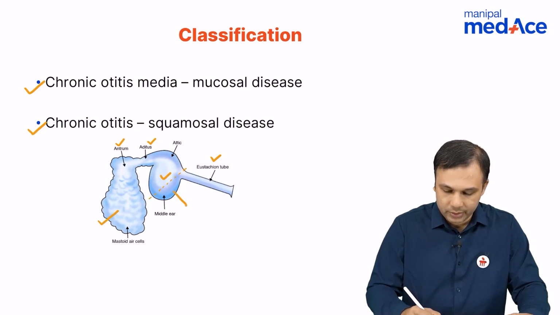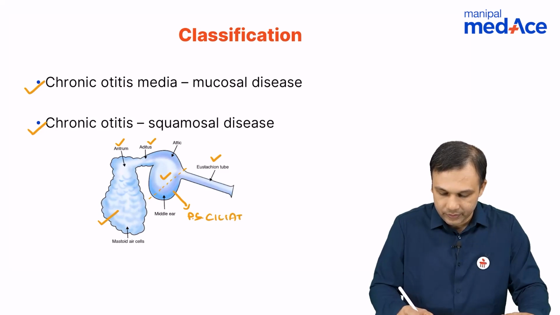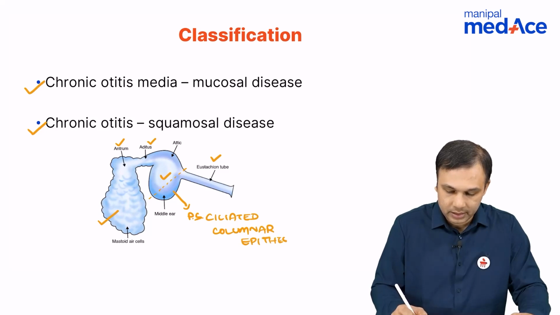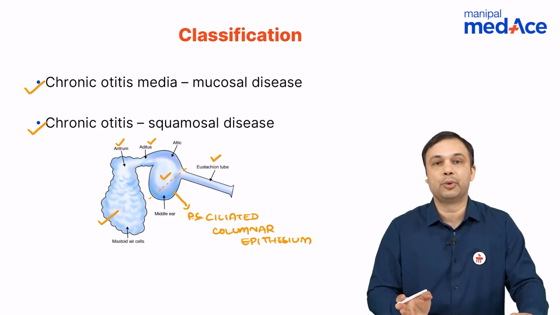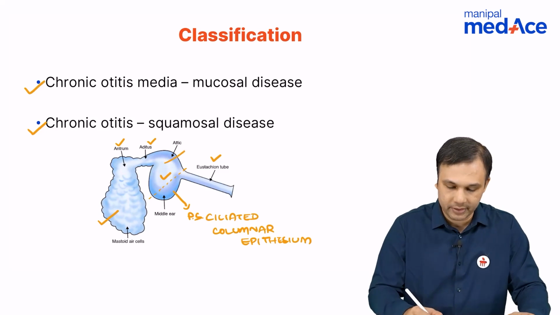at pseudostratified ciliated columnar epithelium in the lower quadrants or the antero-inferior part of the middle ear cleft. When you are looking at the postero-superior part of the middle ear cleft, you are looking at flattened epithelium.